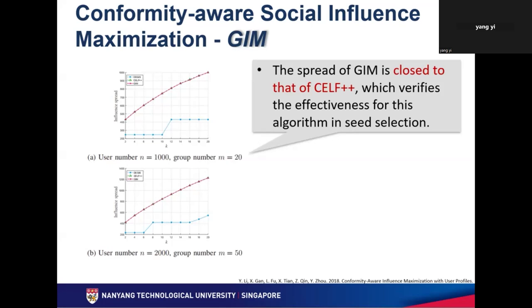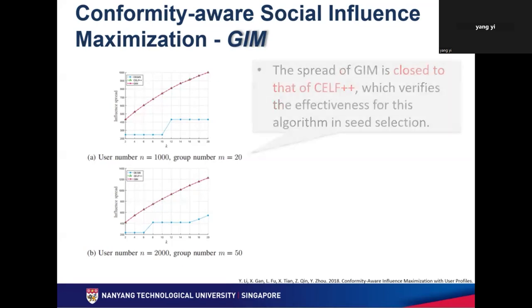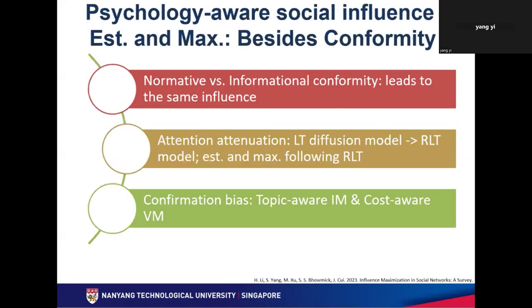This kind of heuristic approach may run very fast. And besides the efficiency they provide, they also show very high effectiveness. So currently we have shown two different downstream tasks following the different models which have been introduced by Yining, which are influence function estimation and influence maximization.